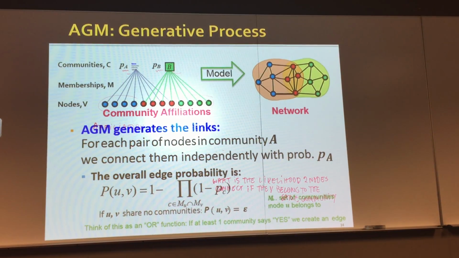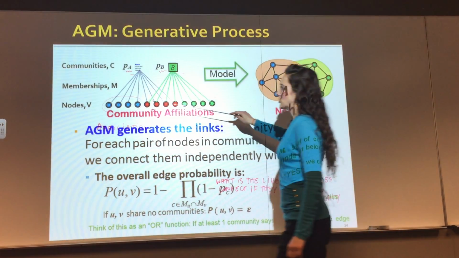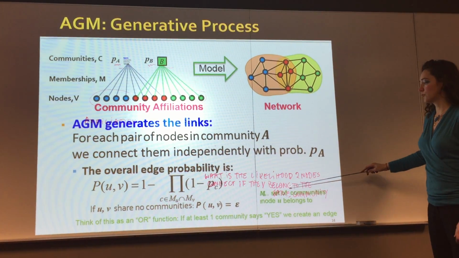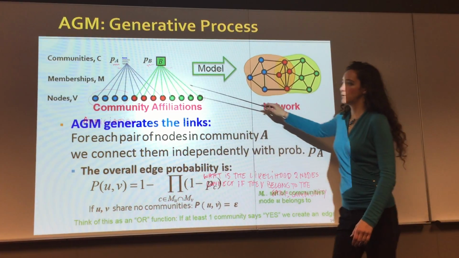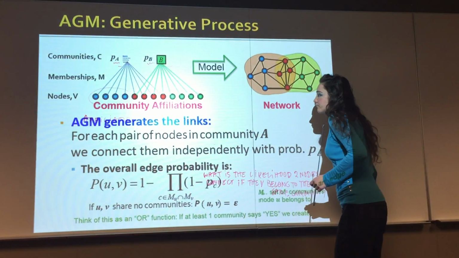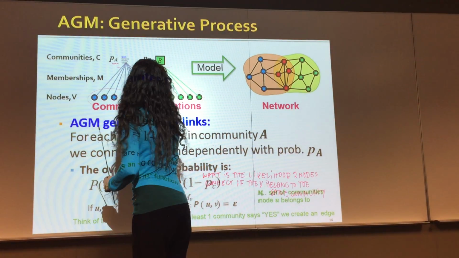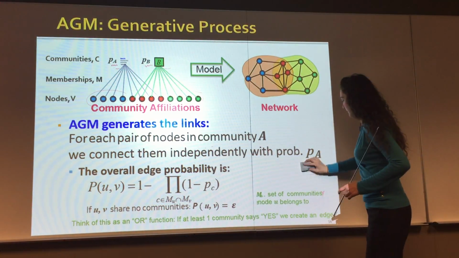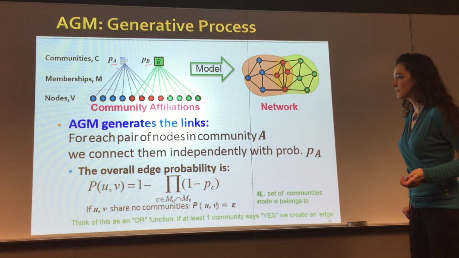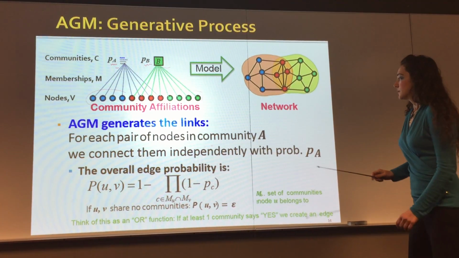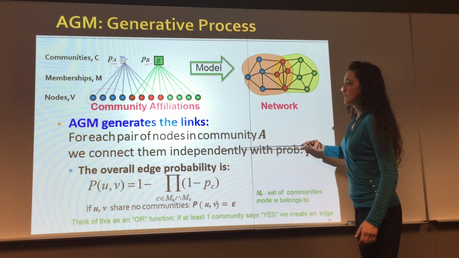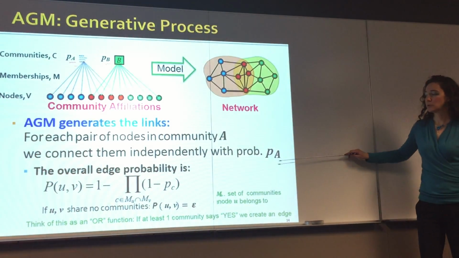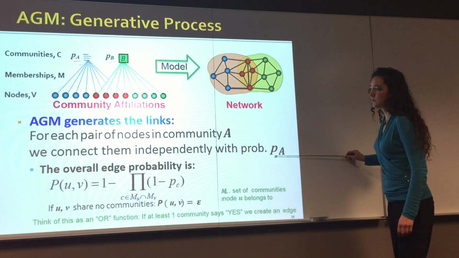That is the parameter that we have shown up here. So each community had a parameter. So that is the likelihood that two nodes will connect if they belong to this particular community. So for each pair of nodes that belong to the same community, we'll connect them, and the probability for that will be equal to p_A. So A is the community A.